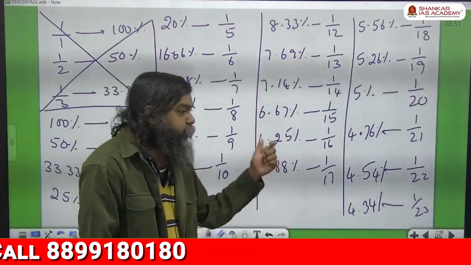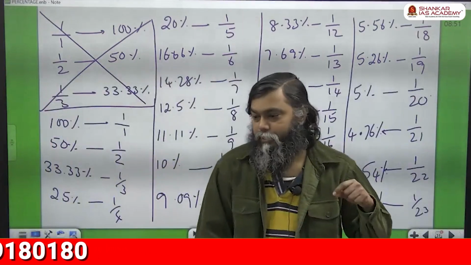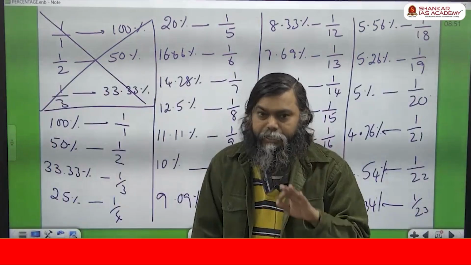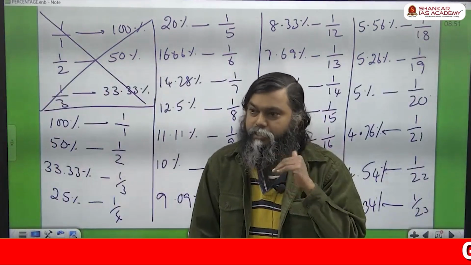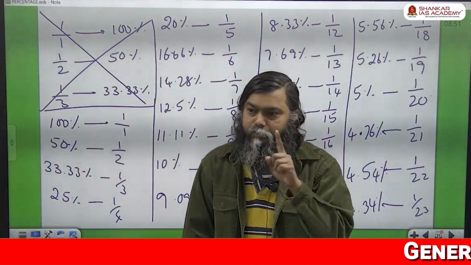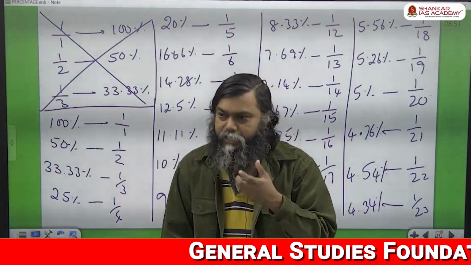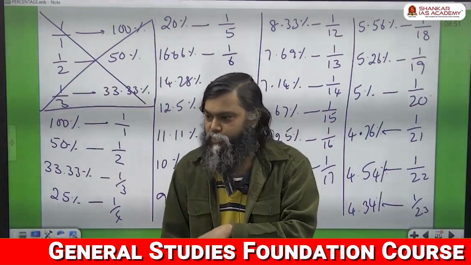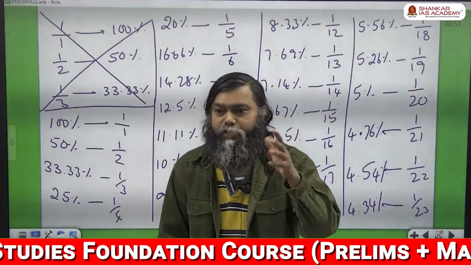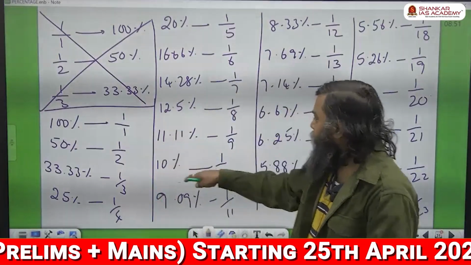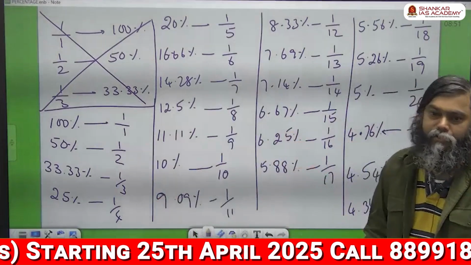The application of this is more. In this direction you have to remember. Profit is 5.88%, immediately write 1 by 17. What is 1 by 17? 1 is the profit, 17 is the cost price. That means for every 17 rupees of cost price, my profit is 1 unit. So the application of remembering in this way is more in entire basic numeracy.